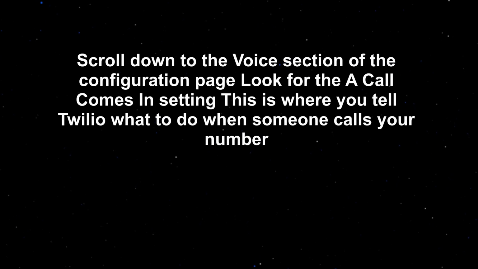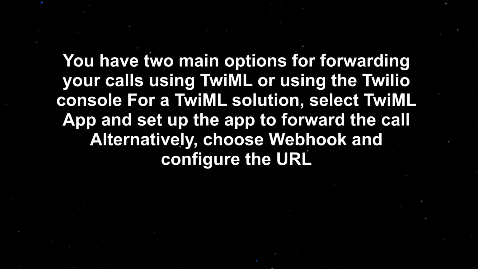Scroll down to the Voice section of the configuration page. Look for the A Call Comes In setting. This is where you tell Twilio what to do when someone calls your number. You have two main options for forwarding your calls: using TwiML or using the Twilio console.